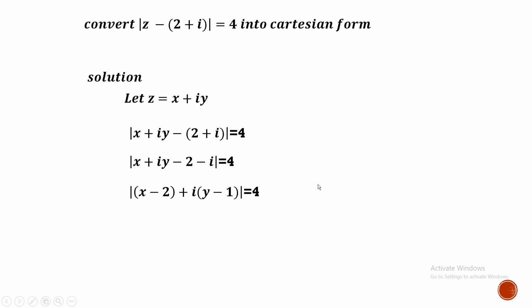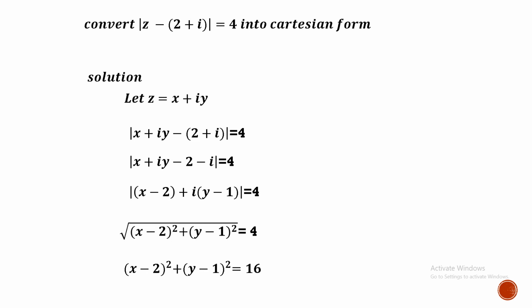Right, now it says it's modulus. Modulus means square root of real part square plus imaginary part square. Here the real part is x minus 2, and here the imaginary part is y minus 1. So that is square root of x minus 2 the whole square plus y minus 1 the whole square is equal to 4. Let us square both sides. This, when we square it, square root will get cancelled and 4 will become 16 while squaring. So equation of the circle is x minus 2 the whole square plus y minus 1 the whole square is equal to 16.